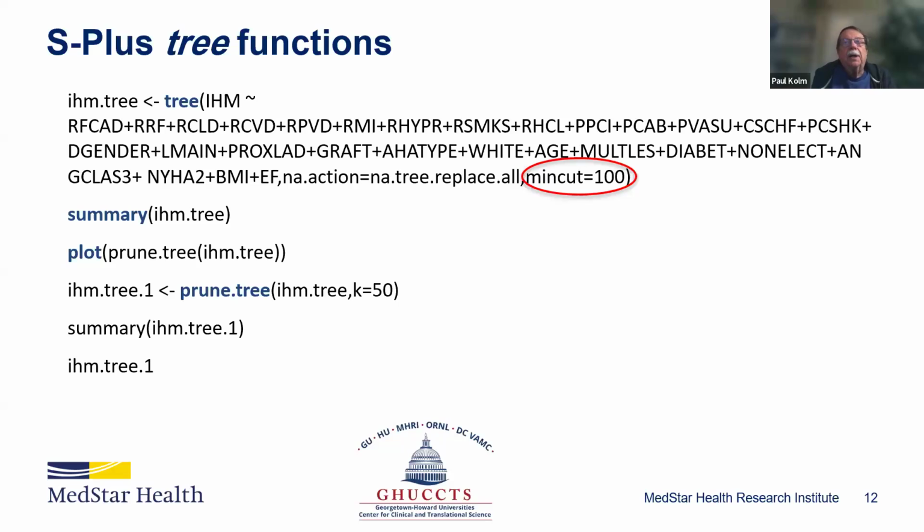And then we're going to get a summary output. We're going to plot the tree, which is actually what we want to see because that's what makes it understandable, interpretable. And then we're going to prune the tree. When we do this, the K variable is a pruning factor. That is how severely do we want to trim the tree.